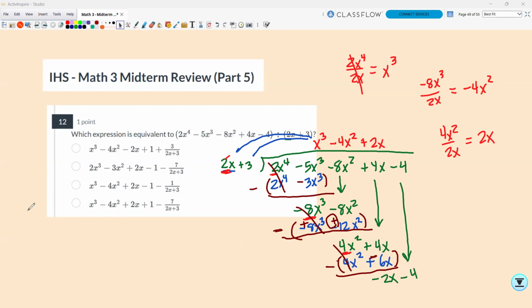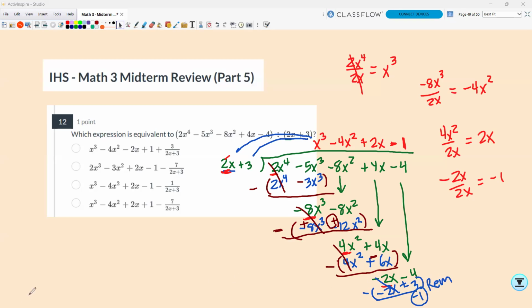And repeat one more time. This is the last thing we have to bring down. So negative 2x divided by 2x. Well, that's just going to give you negative 1. So that's going to be minus 1. And so finally, we'll distribute. Negative 1 times 2x plus 3 is going to give you negative 2x minus 3. These will cancel. Then remember, you're subtracting. So really, that's going to be plus negative 4 plus 3 is negative 1. So that's going to be a remainder.